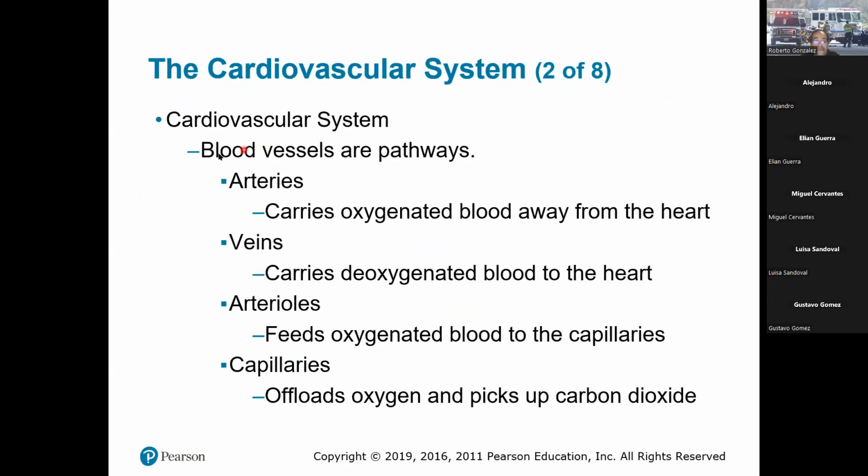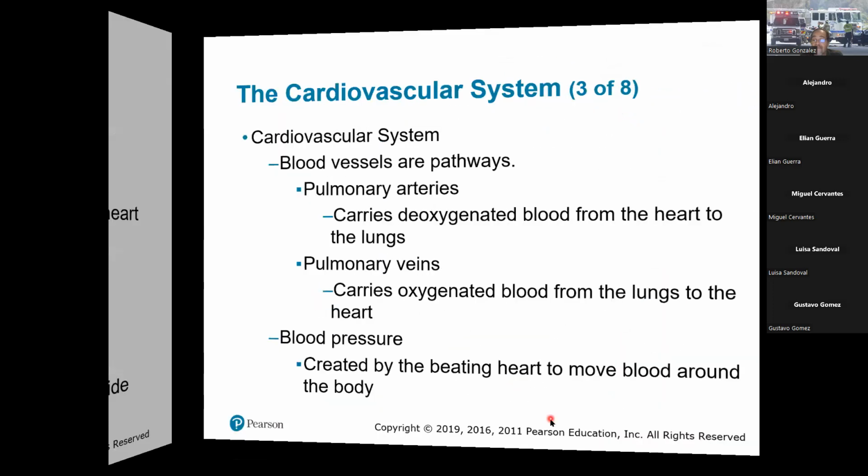In the cardiovascular system, blood vessels are the pathways. You have arteries, veins, arterioles, and capillaries. Arteries carry oxygenated blood away from the heart. Veins bring it back to the heart. Arterioles feed oxygenated blood to the capillaries, and capillaries offload the oxygen and pick up carbon dioxide from the cells themselves.